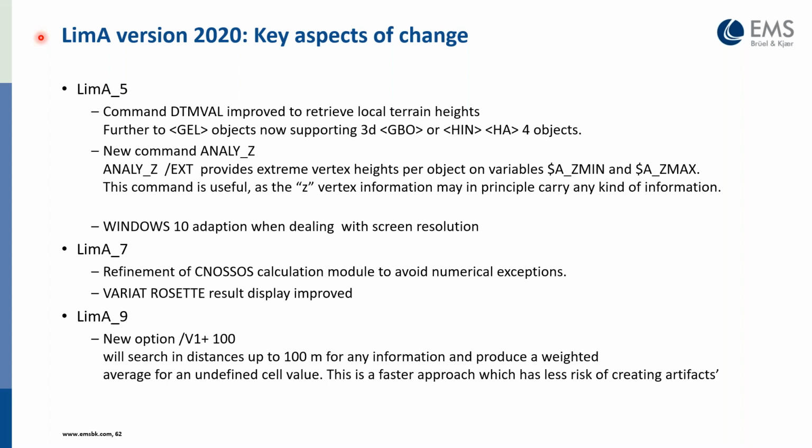I'll run through the majority of these over the next couple of slides, but I'll just give you an overview. So in the user interface, there's some new commands in there, and for those of you who use LimA, then you know that the command line interface is a key part of LimA, enabling and aiding the macro functionality. But the digital terrain model value command, DTMVal, is improved to be able to retrieve local terrain heights. And I'll show an example of that on one of the slides coming up.